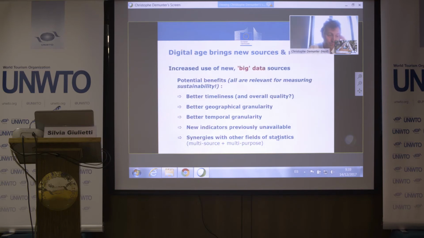So what do we hope? We hope that the digital age that started some decades ago will also help us to solve these problems, because there's many new sources and new methods that we want to explore. You've all heard about big data, so this is one of the sources that we want to explore. It's sources that are not in our own statistical system, but from outside, and that can help us to improve the data. These sources have many benefits.